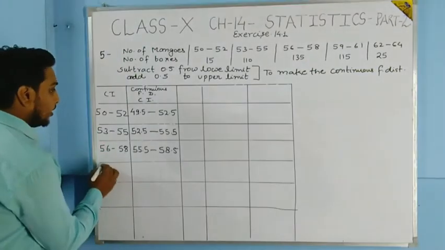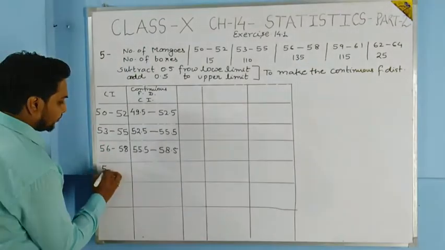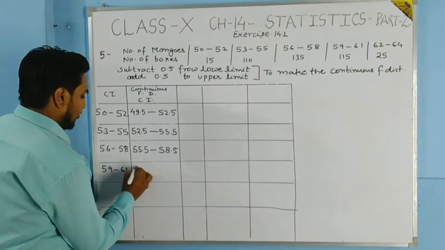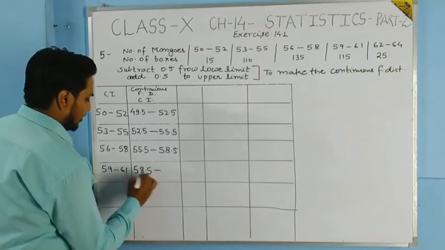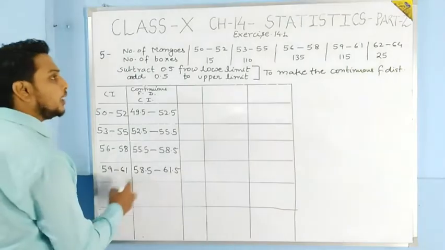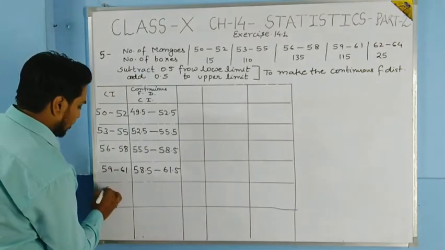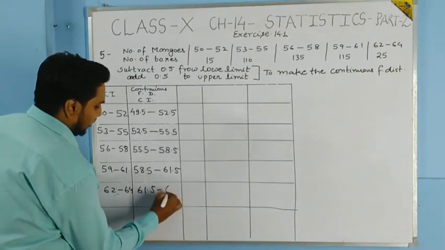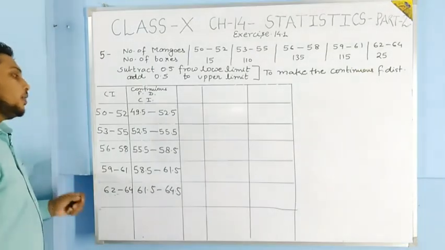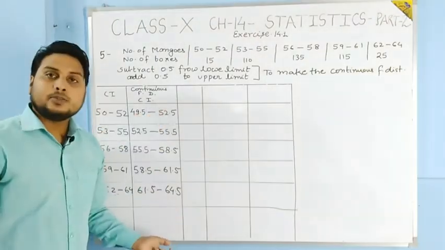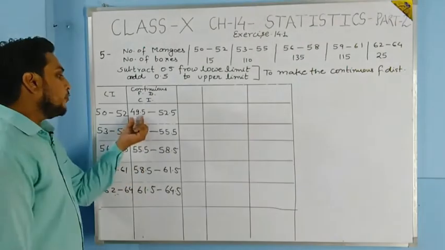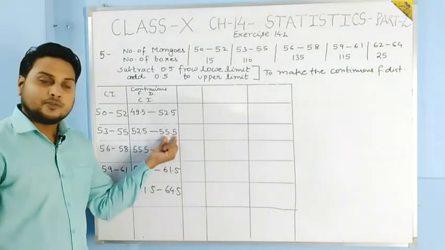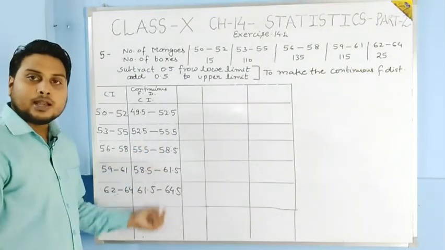Okay, so again it is 59 to 61. When you subtract 0.5, it will be 58.5, and the upper limit will be 61.5. In the last it is 62 to 64. When you subtract, it will be 61.5, and when you add, it will be 64.5. So now the class interval becomes a continuous frequency distribution: 49.5 to 52.5, the next starts from 52.5 to 55.5, the next starts from 55.5, and like this.